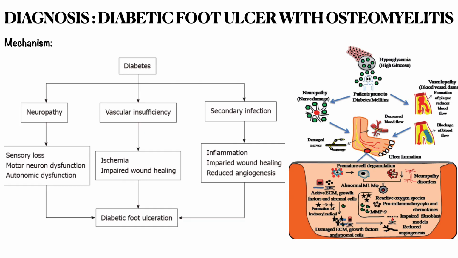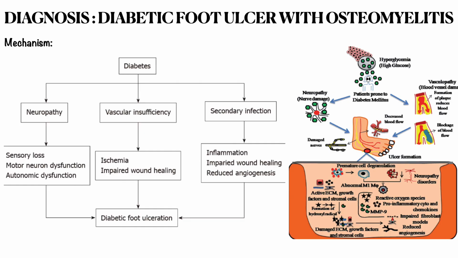Here is also the mechanism in the figure, where there is a hyperglycemic state and the patients are prone to diabetes mellitus. They have nerve damage and also vasculopathy in the blood vessels due to the formation of plaques, which reduces and blocks blood flow, along with damaged nerves. They tend to form an ulcer, and premature cell degradation occurs. Abnormal M1, MP, neuropathy disorders, active ECM, extracellular matrix, growth factors, and stromal cells then lead to damaged ECM, growth factors, and stromal cells.